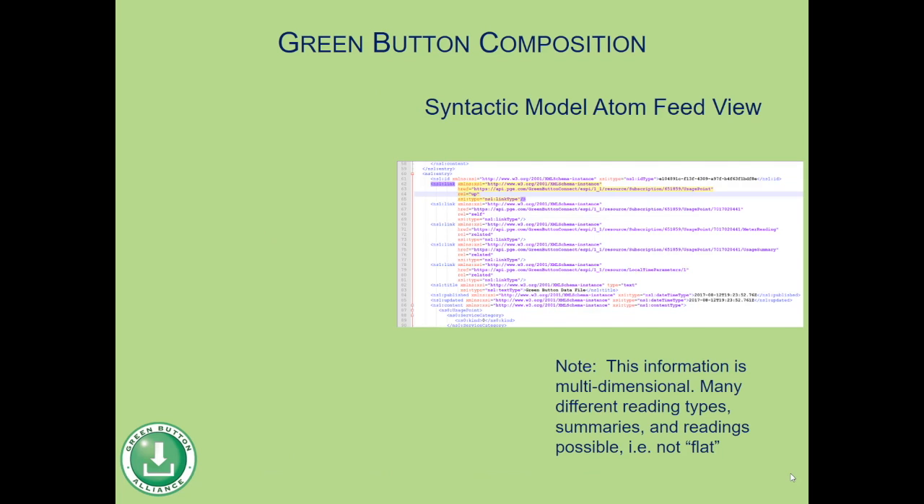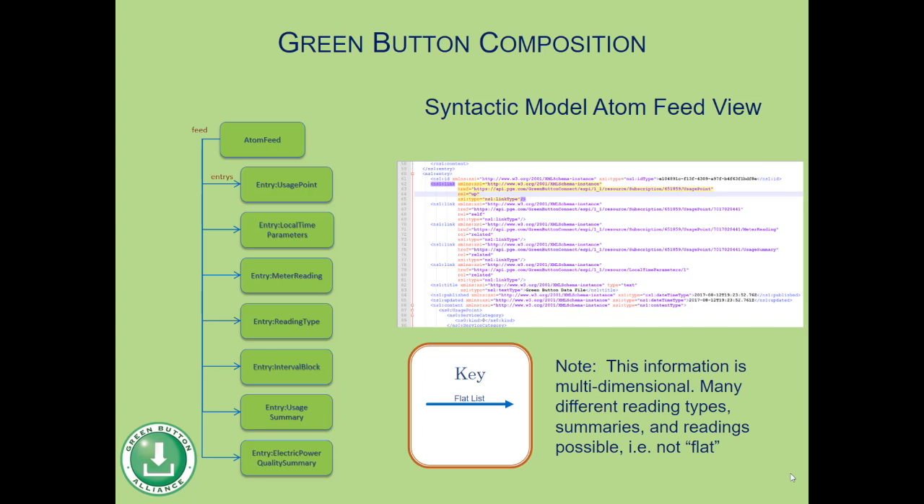Well, here's an example of what the data looks like. And what we've done is we've wrapped it in an Atom feed and made each of those blocks what are known as Atom entries. The first thing that we do is we have direct links. You'll notice energy usage point is local time parameter, and we have meter reading is reading type. Those were all one-to-one relationships in the other diagram. And then on all of these others, we have referential links.